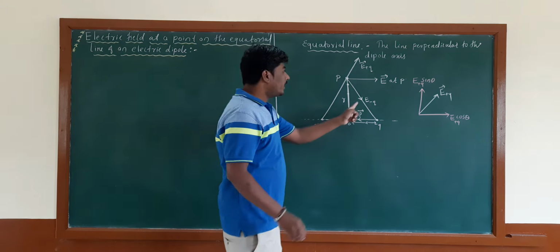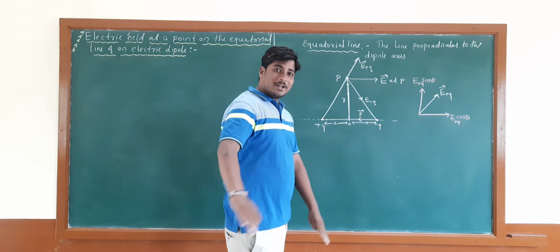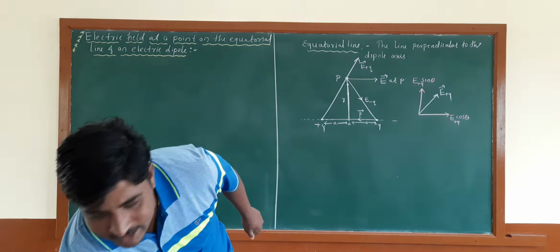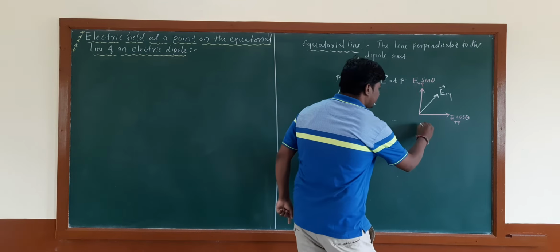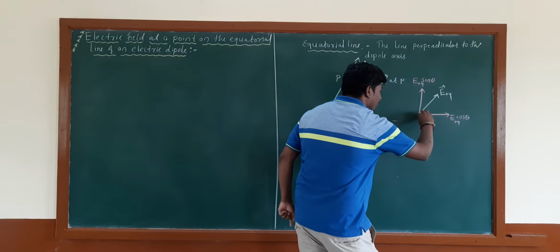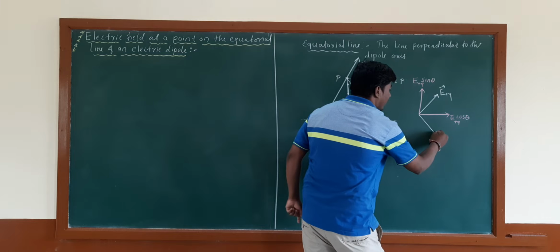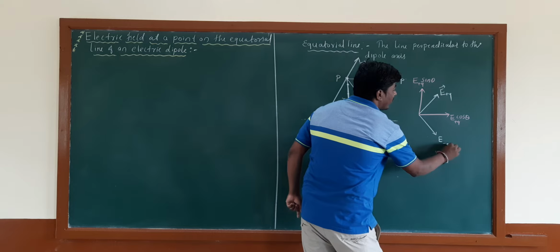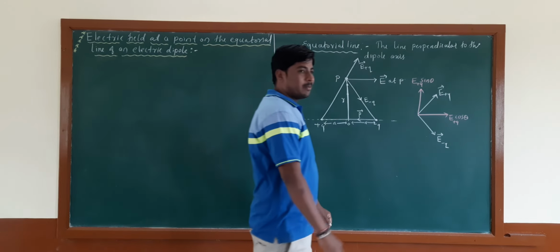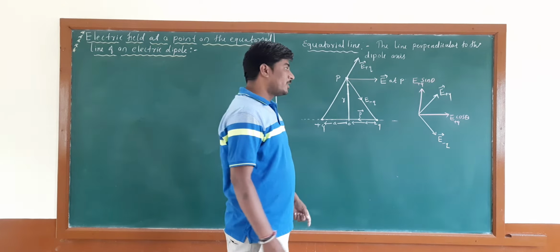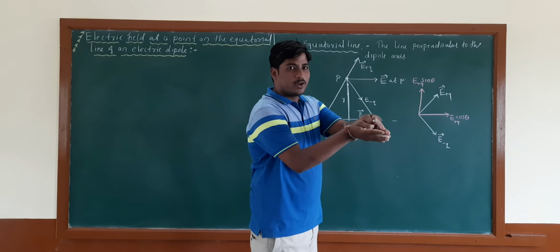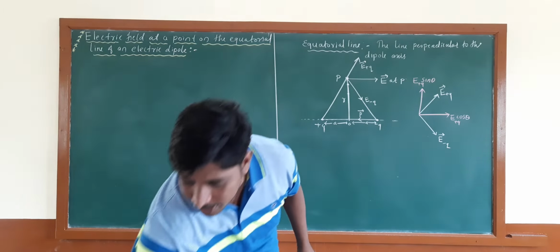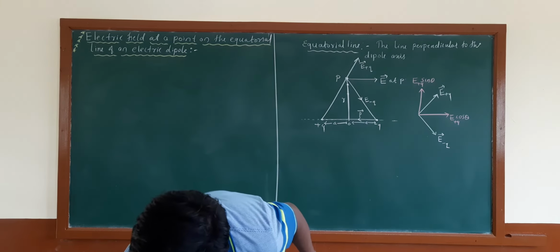There is one more field, E minus Q. This also gets resolved into rectangular components like this. In the same way that E plus Q is resolved, E minus Q is also resolved. So this E minus Q also gets resolved into rectangular components like this.